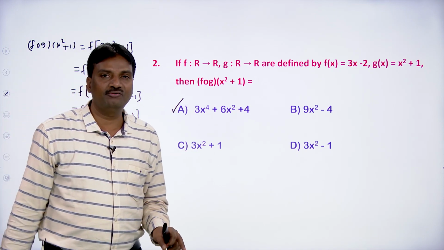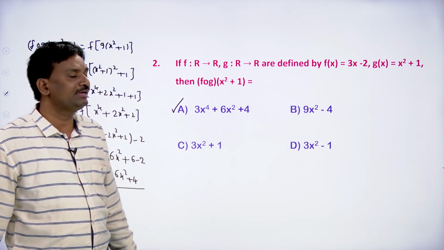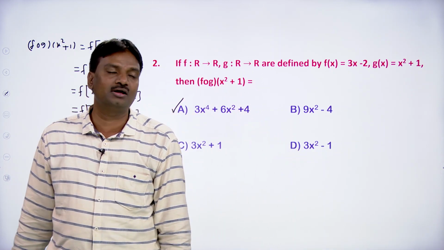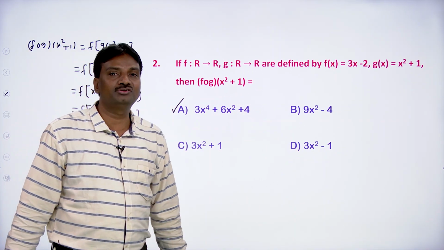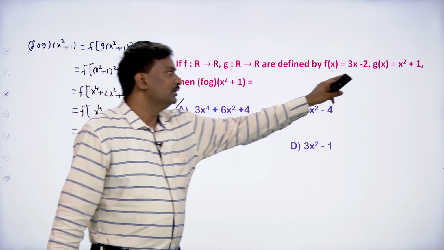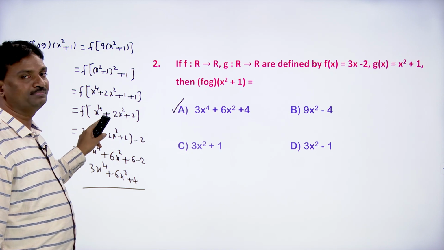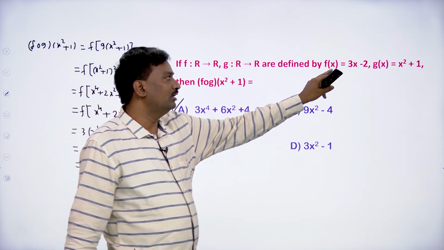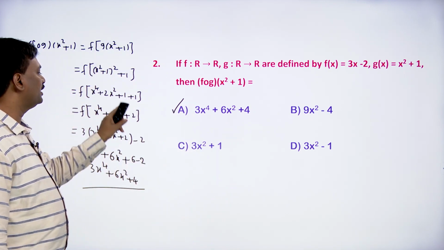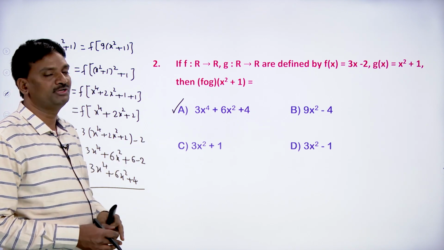So here the two functions f and g are defined from R to R only. For both functions f and g, the domain is R and the codomain is R. f of x equal to 3x minus 2 and g of x equal to x square plus 1. So find f circle g of x square plus 1, which can be written as f of g of x square plus 1. g of x is given as x square plus 1. In place of x, write this and simplify. We have gotten this. This is in the form of f of x. Here f of x is defined as 3x minus 2. So in place of x by writing x power 4 plus 2x square plus 2 and by simplifying we have gotten 3x power 4 plus 6x square plus 4. So that is option A.